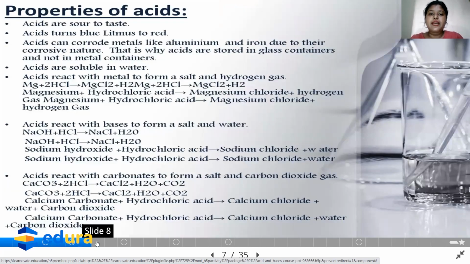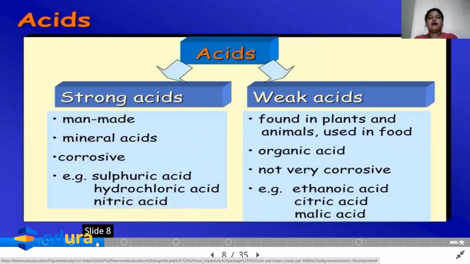I've also told you that when an acid reacts with a base, they form salt and water. For example, NaOH plus HCl gives NaCl plus H2O. And when acids react with carbonates, they form salt, water and carbon dioxide. For example, CaCO3 plus 2HCl gives CaCl2 plus H2O plus CO2. So next, let's proceed further.